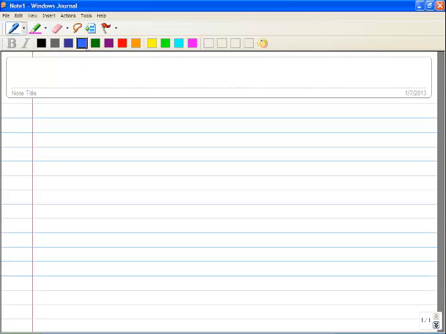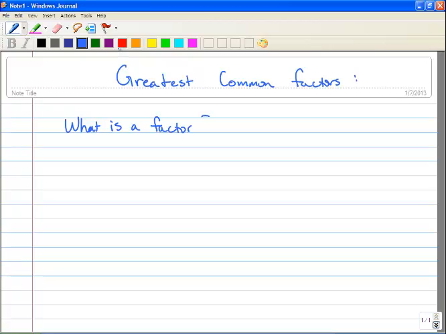So today we are going to be talking about greatest common factors. And the first thing we need to ask ourselves is, what is a factor? Factors are numbers that you multiply together to get a new number.